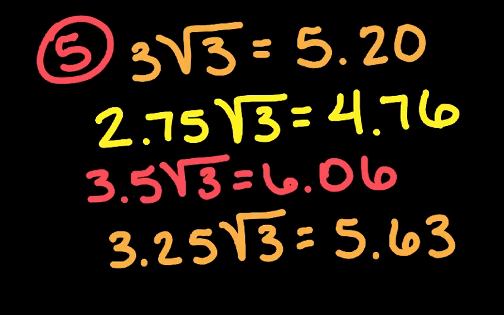You have triangle A, which is about $5.20. Triangle B is $4.76. Triangle C is $6.06. And triangle D would be $5.63. So now you can obviously see that the 4.76 would be the least amount. So B is the answer, which makes H your final answer.